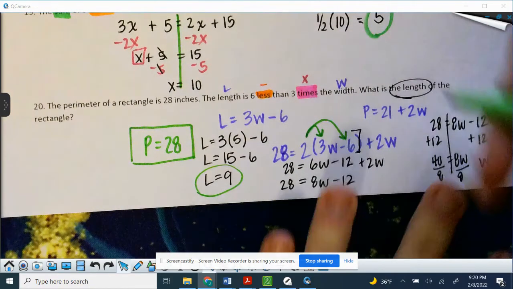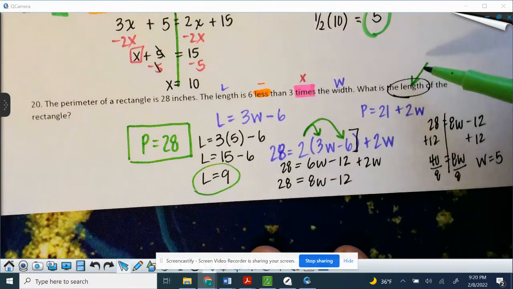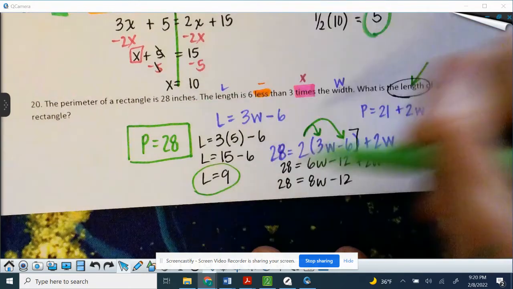So we have to make sure. Do all your math. Read the question again. So read it thoroughly. Set it up. Do the math. Read it again. Then pick your answer.